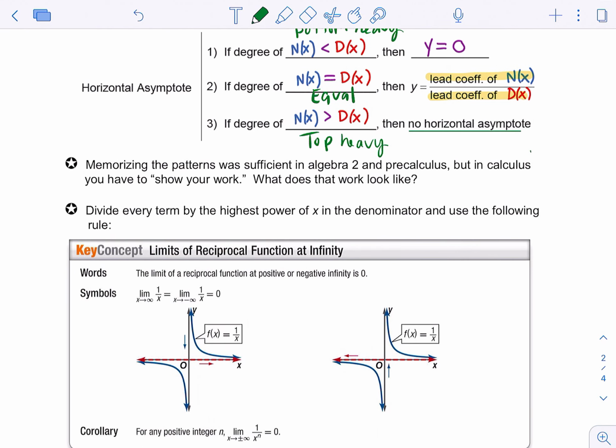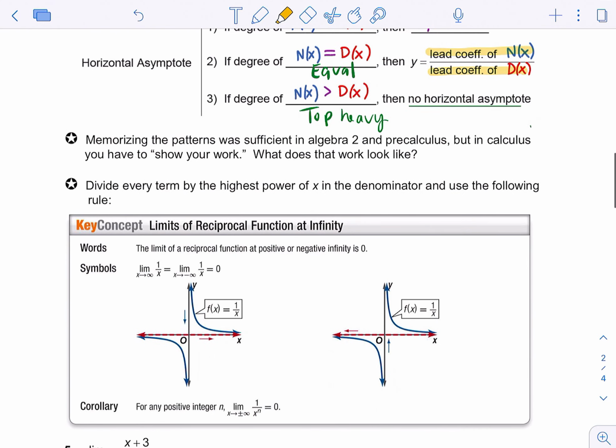All right, so now memorizing these patterns has worked for us thus far in Algebra 2 and Precalc. So we know we can just memorize these patterns. I just told you it's going to be the ratio of the lead coefficients, and that's how it works out. But the cool thing is we can now use limits to get a more analytical approach, and we can use limits to confirm why this works. So here's what we're going to do.